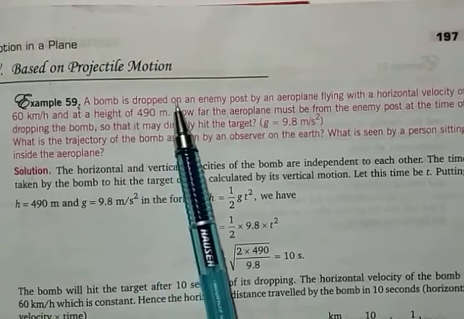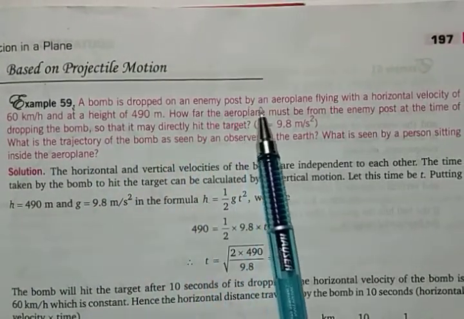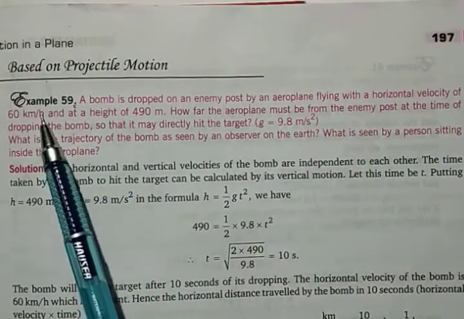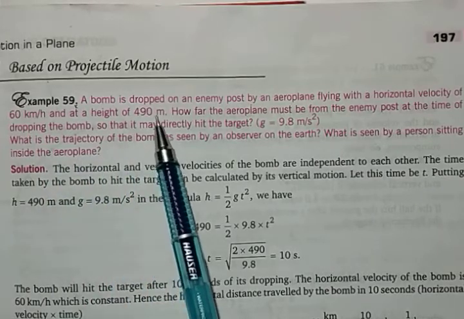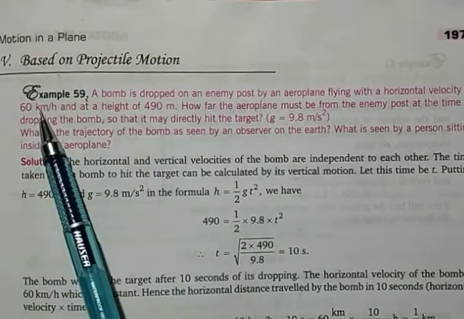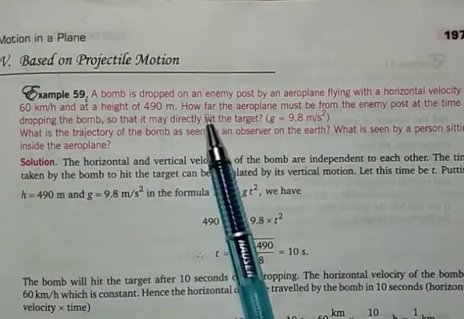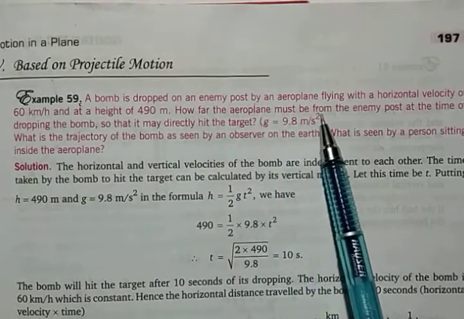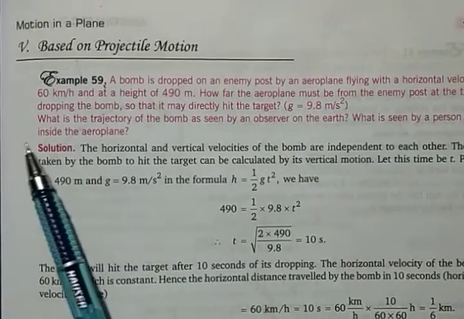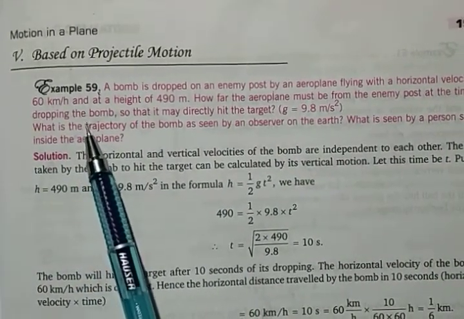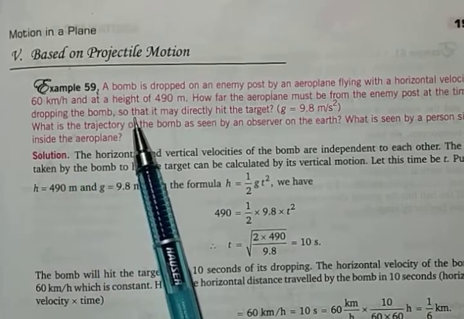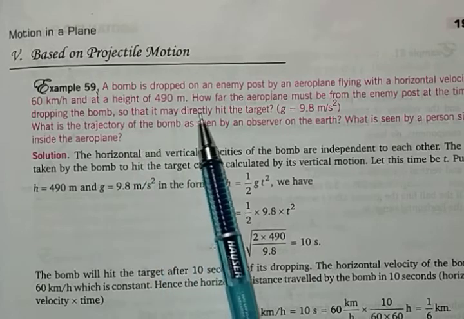A bomb is dropped on an enemy post by an aeroplane flying with a horizontal velocity of 60 km per hour at a height of 490 meters. Height is given here. The bomb is going on 60 km per hour. How far from the enemy post must the aeroplane be at the time of dropping the bomb? Suppose it is going to drop, how far should it start releasing so that the projectile will come and hit the enemy camp, directly hitting the target.